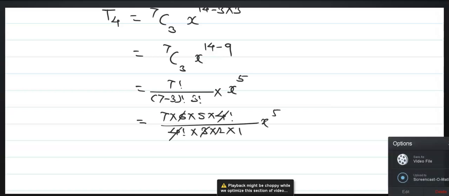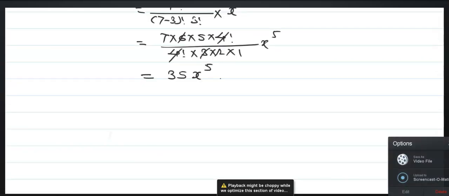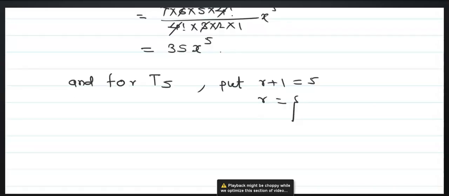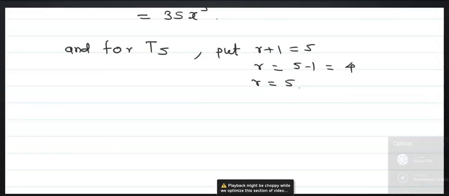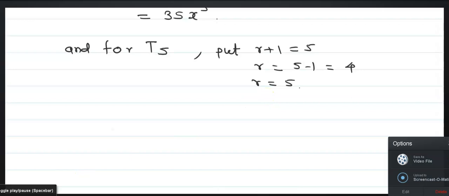Now 4 factorial gets cancelled. 3 into 2 is 6, and this 6 gets cancelled. 7 into 5, that is 35 x square. This is T4. Now next, for T5, put r plus 1 is equal to 5, which means r is equal to 4. We can substitute in T5, r plus 1 is equal to 5, r is equal to 5 minus 1, that is r is equal to 4. Now substitute here.